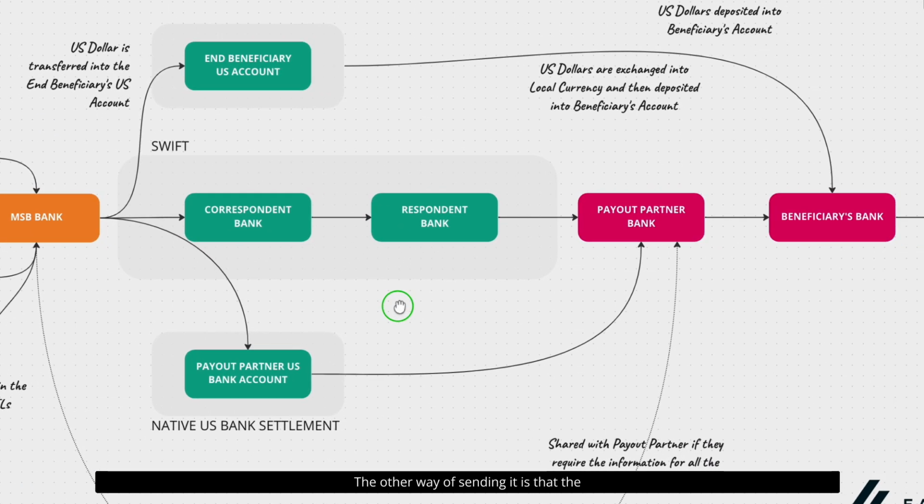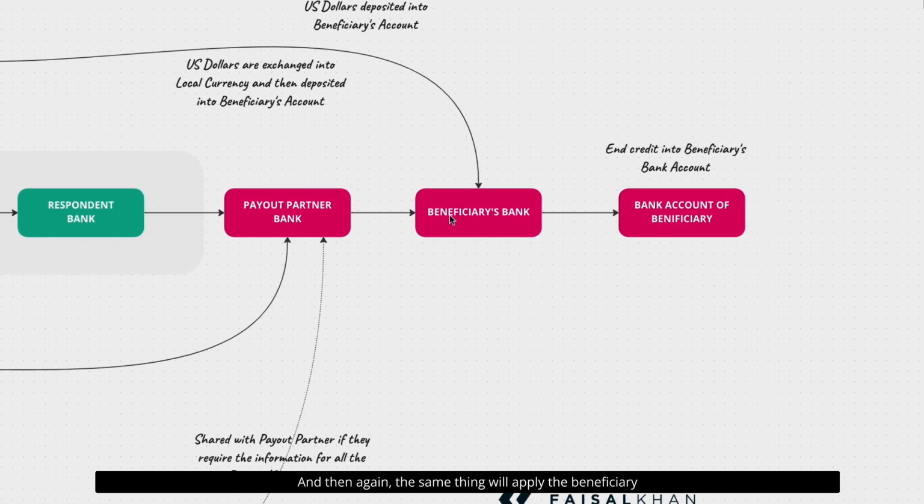The other way of sending it is that the partner bank says, hey, I actually have a Nostro account in the US, please pay it into my partner bank account in the US. So the MSP will check, they'll have an agreement, and they will make sure that the Nostro account in the US is in the same name as the beneficiary's bank or the payout partner bank. They will do a Fed wire or an ACH into that account. The partner bank has then received money and taken ownership and custody of funds. Then again, the same thing will apply. The beneficiary bank will receive the money, and there will be an end credit into the beneficiary's bank account.